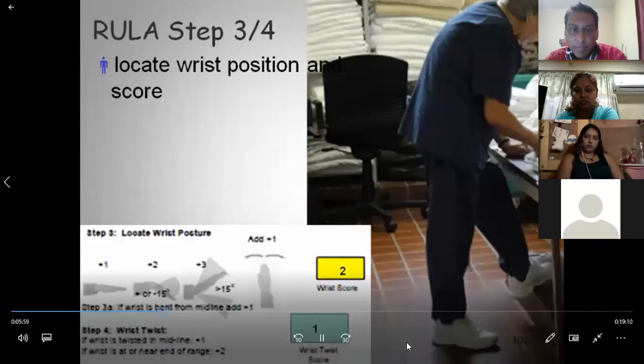So we have a slight wrist deviation here, especially because we know what the person's doing, they're folding towels, so they would be constantly deviating their wrist. Although they aren't twisting their wrist very much, they're not really at their end range of motion because they can control this motion somewhat.